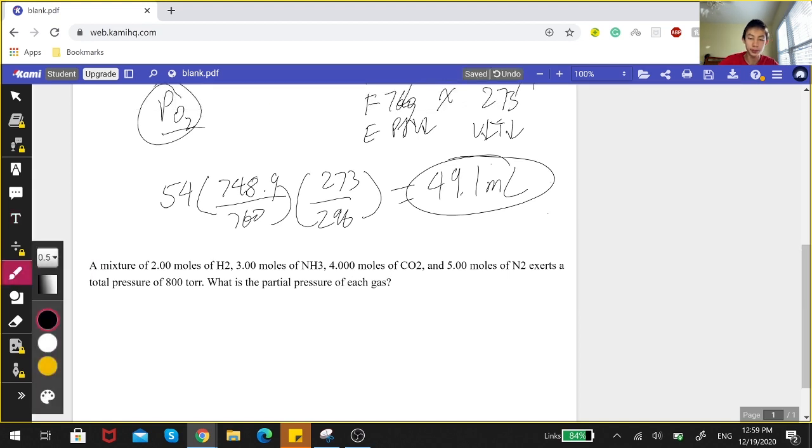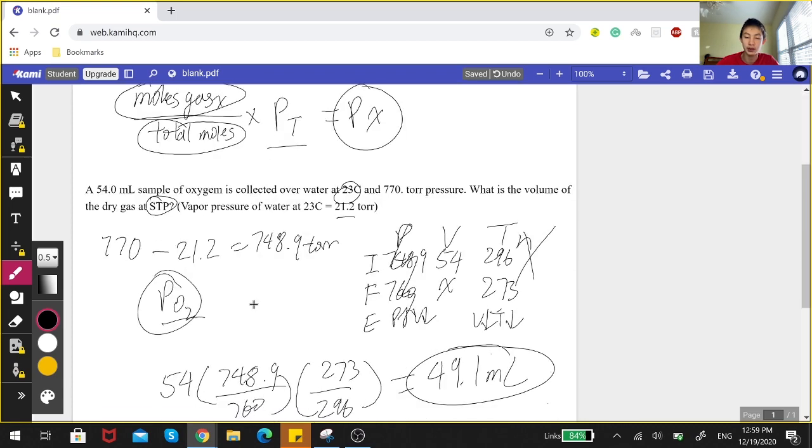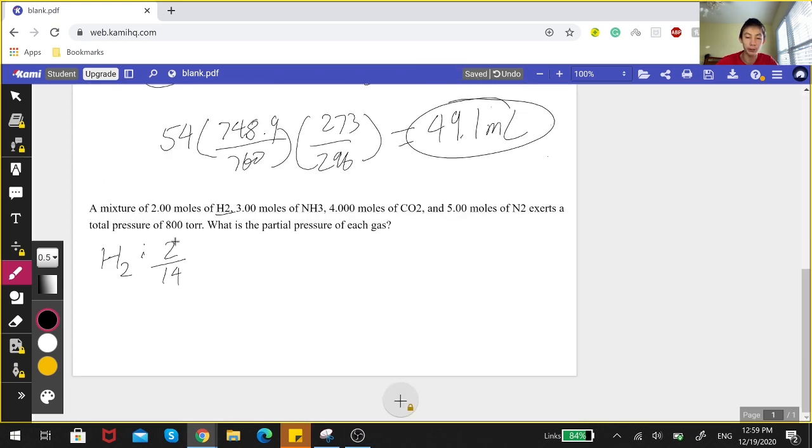For this one, we're going to first add up all the moles. We have 2 plus 3 plus 4 plus 5, which should equal 14. Now the total pressure is 800. So let's first write H2. H2 contains 2 moles out of the 14 moles, right? From here, partial pressure is equal to the moles of what we're looking for divided by total moles, times total pressure. So we have the moles of H2, which is 2, over 14, which is total, times our total pressure, which is 800.